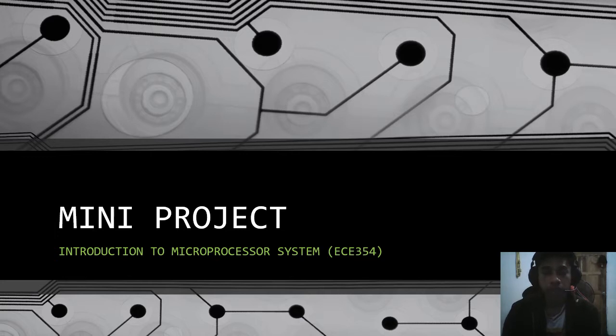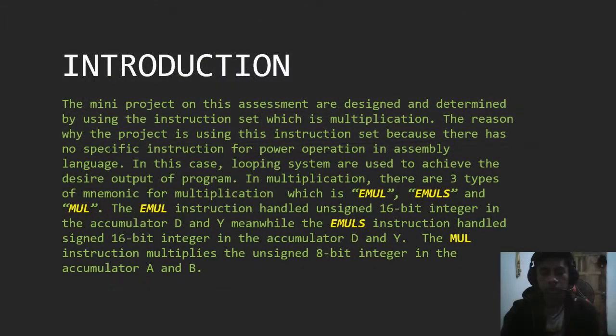Today, I will present a slideshow of a mini project for a subject, Introduction to Microprocessing System, code ECE354. We go to the introduction part. Based on the equation given for this mini project, which is power of 3, the assessment is designed and determined by using the instruction set, which is multiplication.